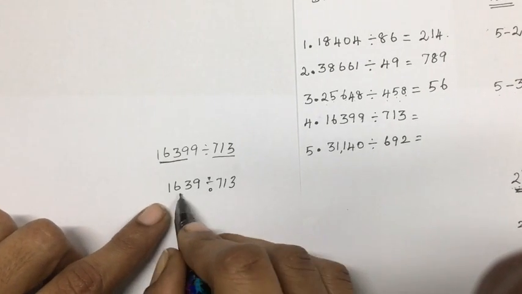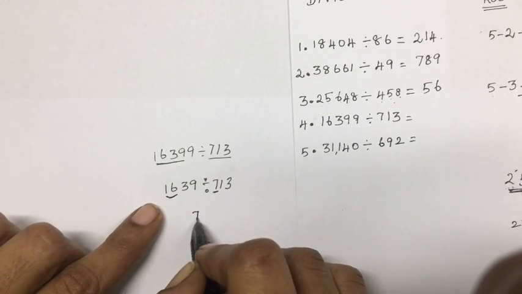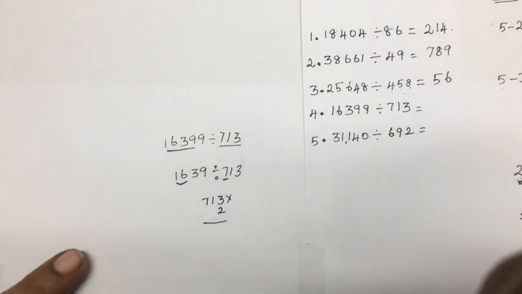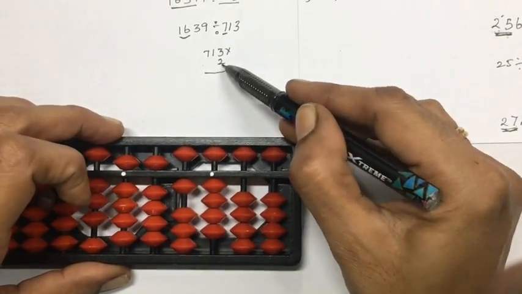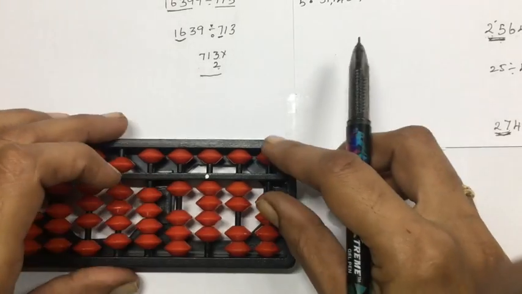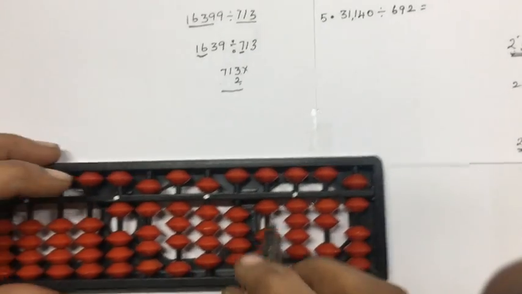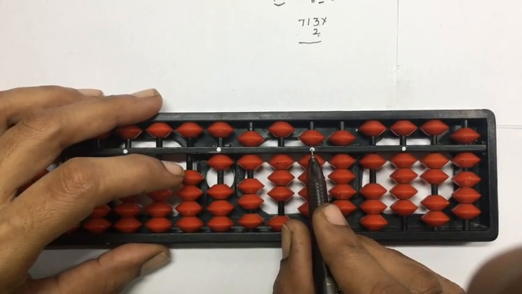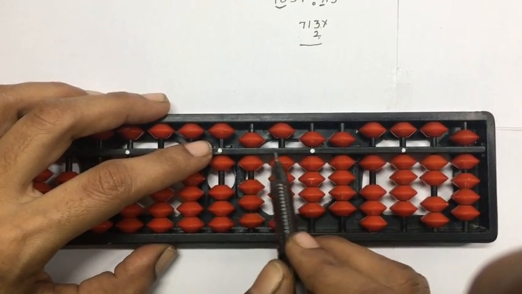To find the answer quickly, divide 16 by 7 mentally. You will be getting 2 times. So you should try 713 into 2. The answer is 7 2s are 14, 1 2s are 02, 3 2s are 06. Answer is 1426. We can set. This is the last digit of the dividend. From here, we have to jump 3 rods because our divisor is 3 digits.